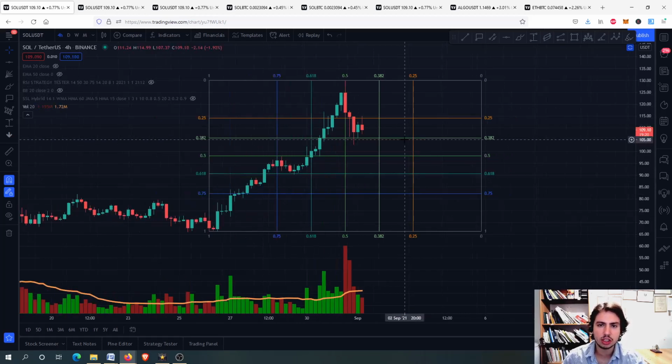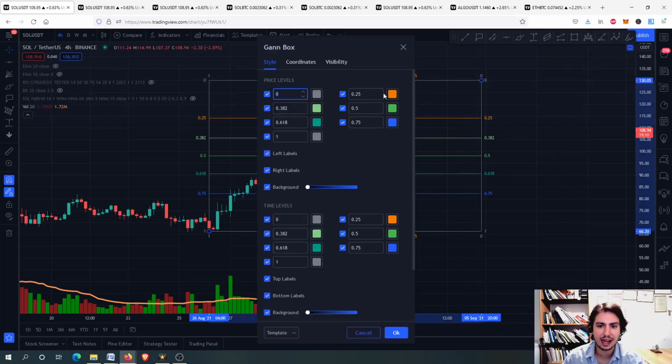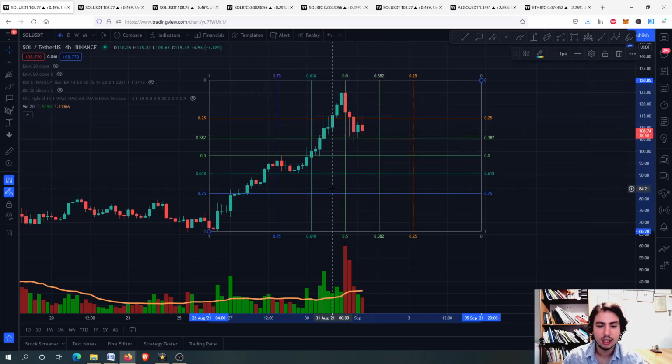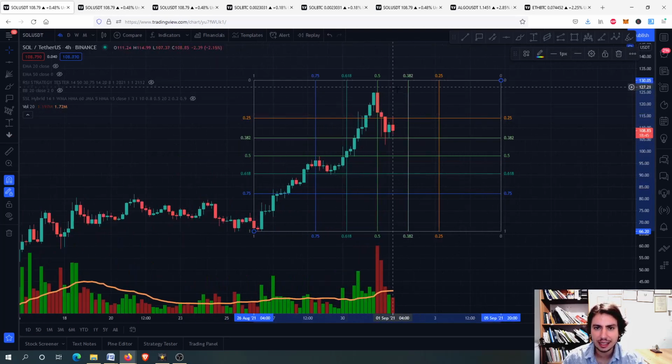So this GANN box has a 1-1 price to bar ratio. What does it mean? It means that if you go to the settings, you will see that if you divide the price by the bars, you will get 1. First you will need to subtract 130 minus 66 and 31 minus 267, and you must get the same number. So this GANN box here is a square.